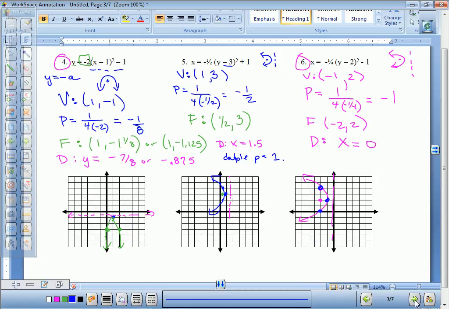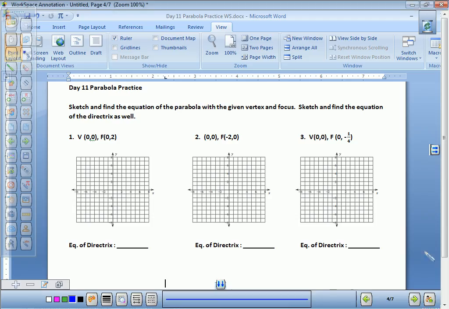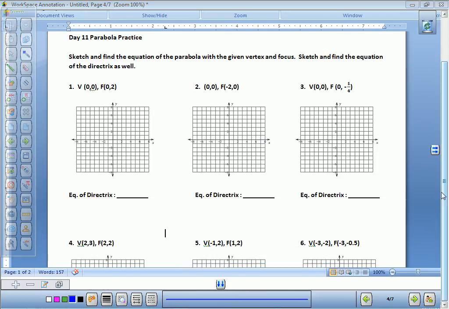Alright. I'm guessing from the discussion that we're good. Yeah. Alright. So today we're gonna come up with equations given different things.